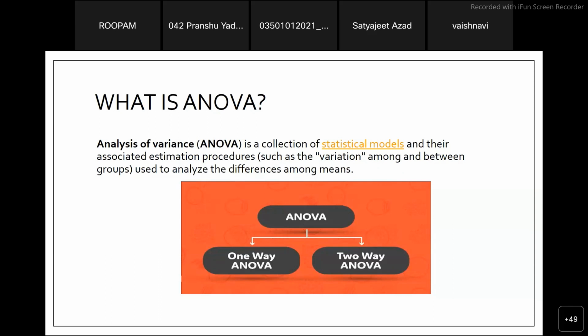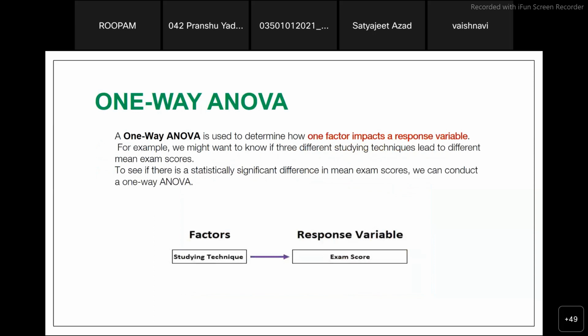ANOVA can be one way or two way. One way ANOVA and two way ANOVA, and there is also MANCOVA, many way, right? But I am trying to cover one way and two way. So just understand this: if you understand one way ANOVA, you can easily understand two way ANOVA. Okay. So one way ANOVA is used to determine how one factor impacts a response variable.